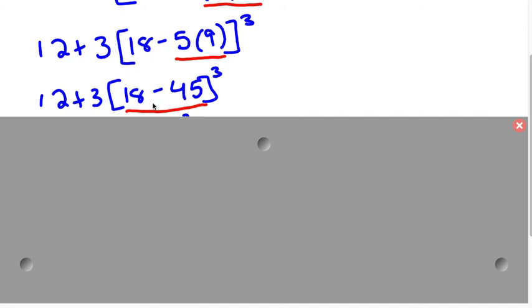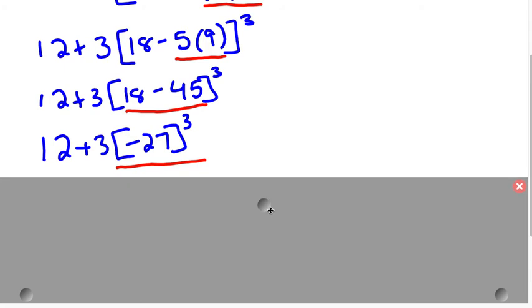One more step to finish cleaning up the inside. 18 minus 45 gives you negative 27. And you can see all along I'm just bringing down the rest of the stuff. I'm just explaining what's happening in each step. Everything else just gets recopied. So now we have to do the exponent because we have addition, multiplication right here, and then exponent.